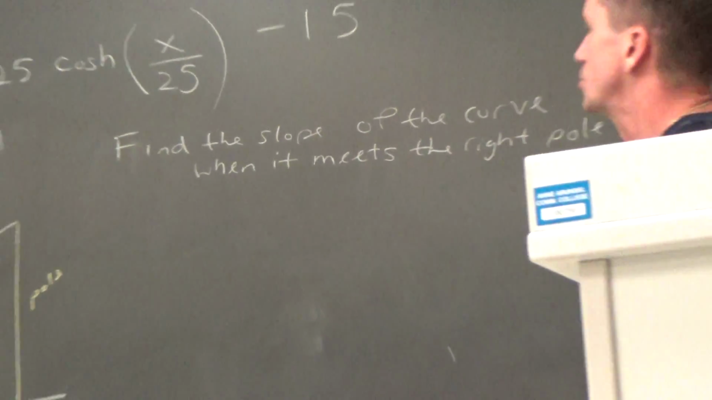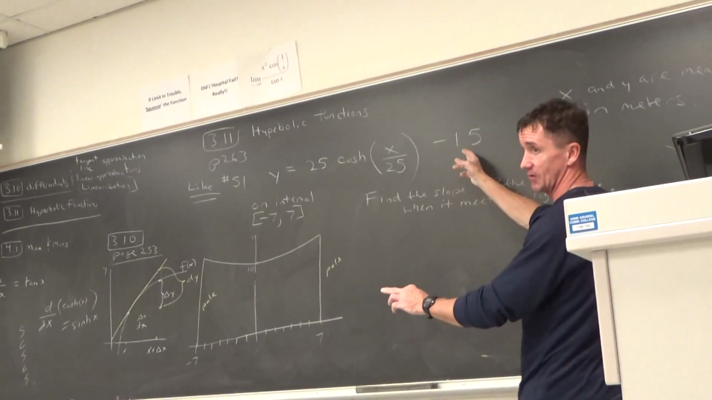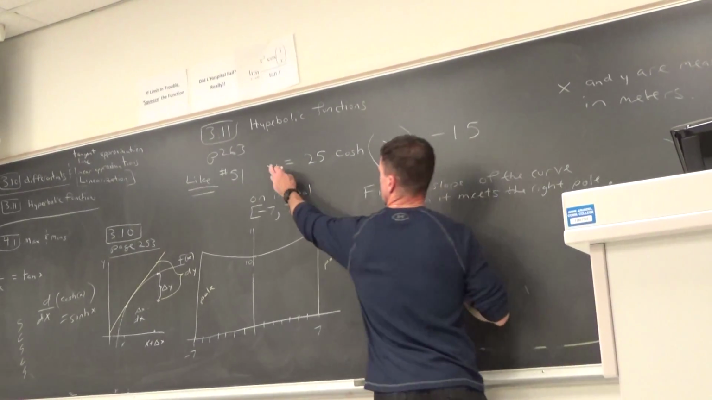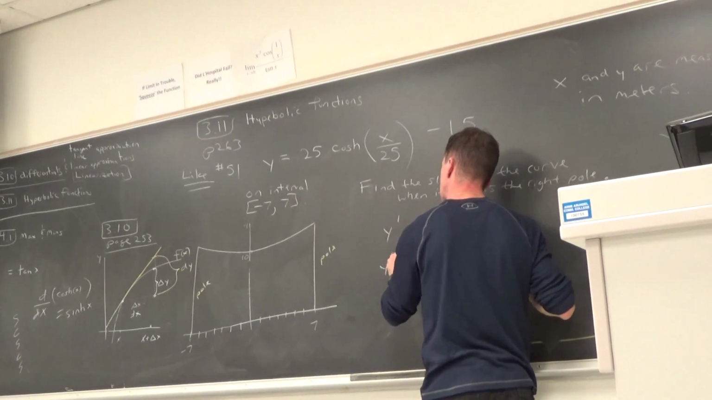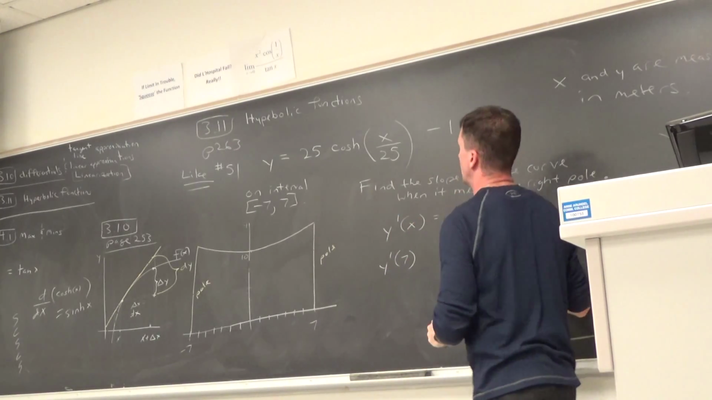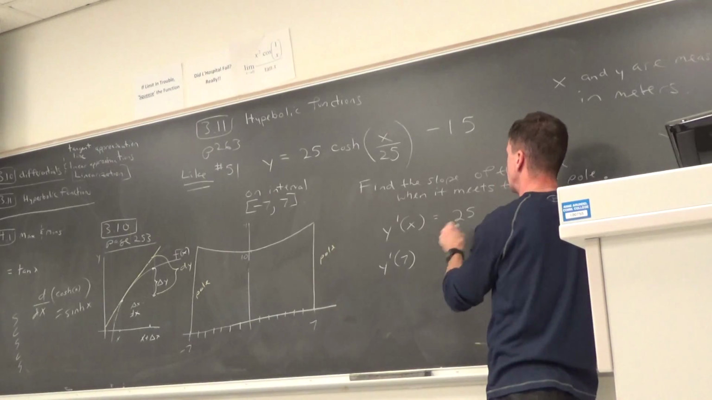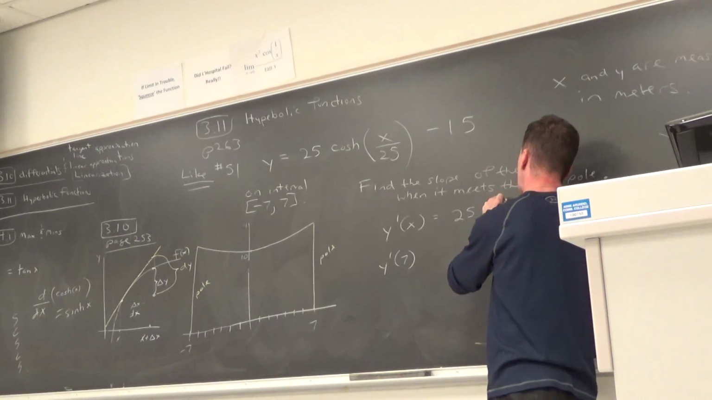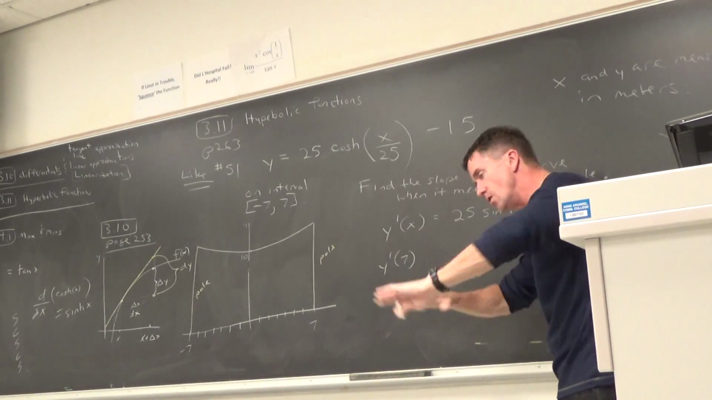Alright, so we're gonna do the derivative. Now what's the derivative of the constant? 0. So that's 0, and don't put that minus 15 in there. Here we go. We're gonna get y prime, and then we're gonna substitute what number? 7. What's y prime of x? We get hyperbolic sine, 25, constant stays in front, hyperbolic sine, no negative, right?